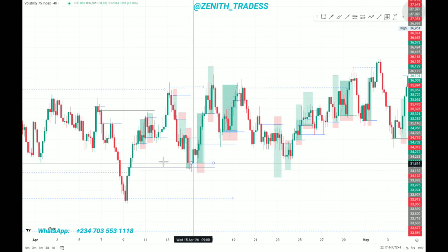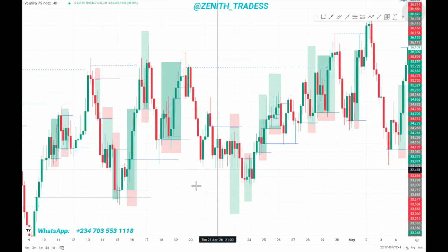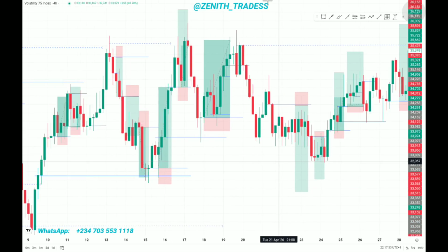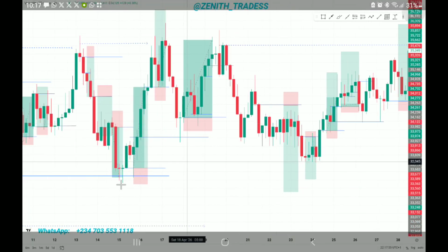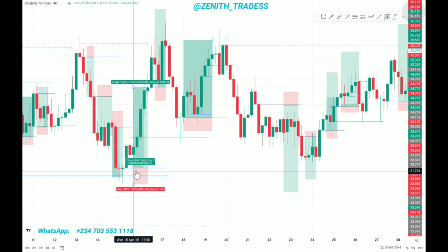I hope you can see. Let me zoom this very well. I hope you can see, because this is a very important aspect that you need to understand. See, it gave us two reversal candles telling us I'm about to reverse, I'm about to reverse. And after that reversal candle, it gives us the directional candle, right? After it closed, we wait for price to retrace to the opening price and we buy.